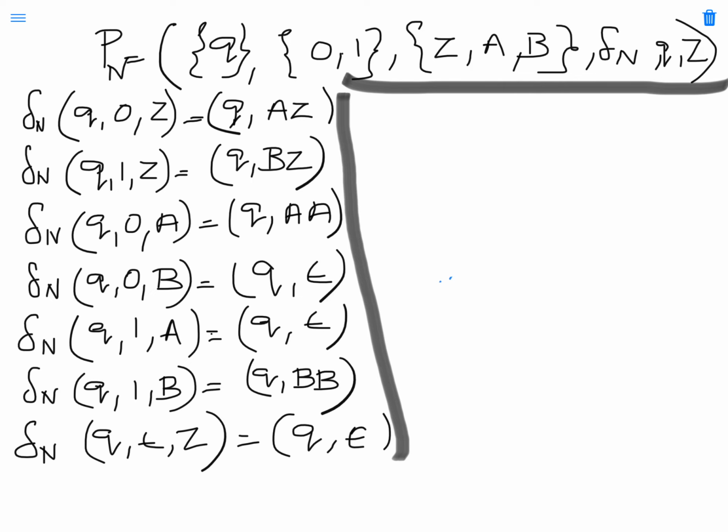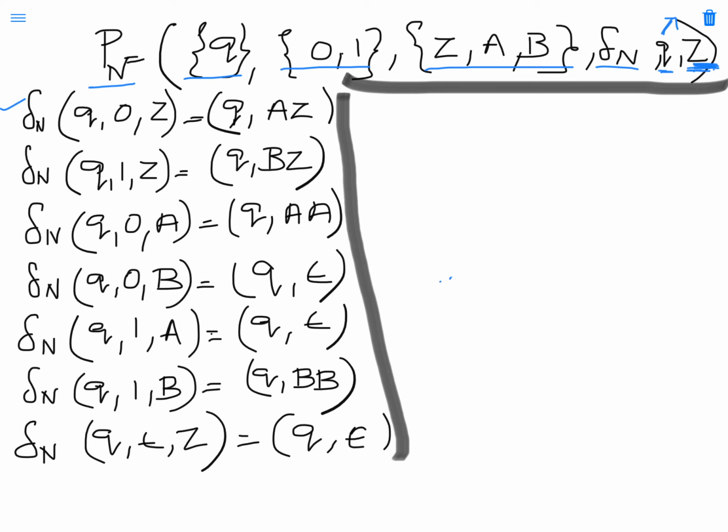Here it is given some tuples. The PDA, Pn, is defined as having a single state, that is Q, with input symbols 0, 1, stack symbols Z, A, B, with a set of transition functions that is given over here. The initial state is Q, and the initial stack symbol will be Z. So this one is the final state.